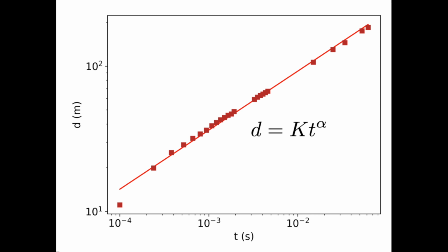What we know is that as soon as we assume d and t to have different dimensions, the exponent alpha of the power law and the prefactor k are connected by the mixed dimensions of k. They are not completely independent.